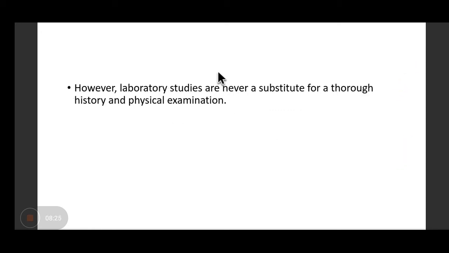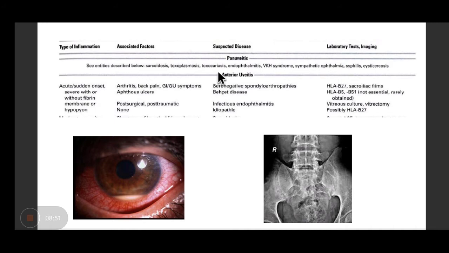So lab studies are never ever a substitute for a thorough physical and history. First step is history, then you have the examination, and then you have the lab study. If you have to answer a question on workup of uveitis, you have to have these three broad headings under which you can fill up your pages, and also you can know that history and examination are equally important as the lab.